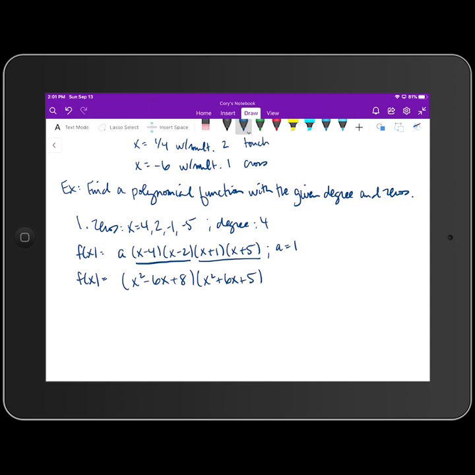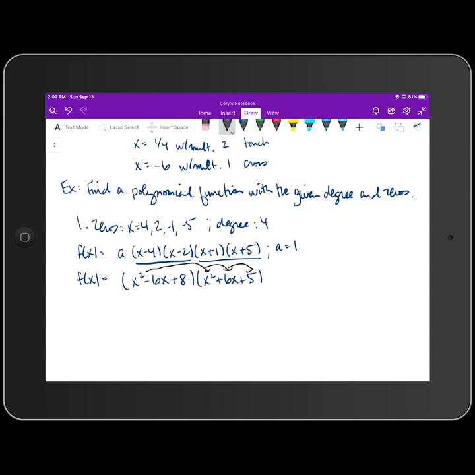Okay, and then I want to multiply. Again, we're leaving a equal to 1, so I don't have to write that factor of a out front anymore. Okay, so I want to multiply these two trinomials together. So I'm going to color code this. First, I'm going to distribute this x squared across all three terms.